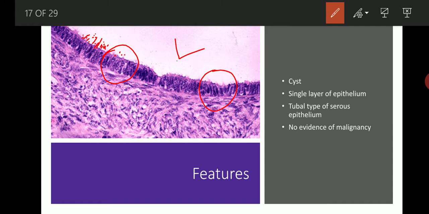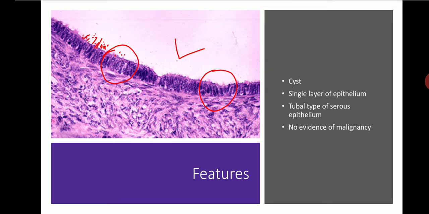And you will not find any evidence of malignancy. By evidence of malignancy under the microscope, I mean there will be no invasion or no metastasis, or there will be no nuclear atypia, that is hyperchromasia, pleomorphism, prominence of nucleoli, mitosis. I keep repeating these things so that it gets imprinted into your mind. So this is benign serous cystadenoma of the ovary.